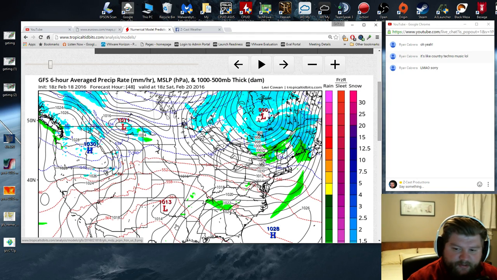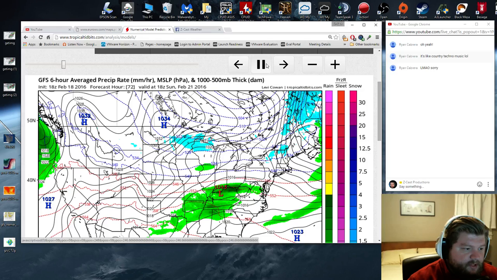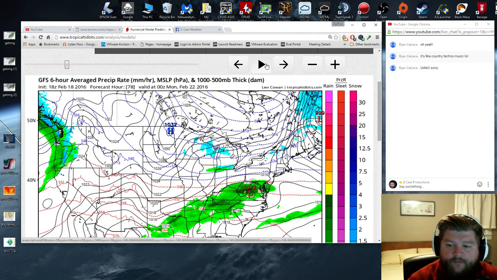But there's another system right here, right? It's a low. Watch where it tracks. It tracks right across the U.S., right over Virginia. So it's saying that we're going to get rain on Monday.